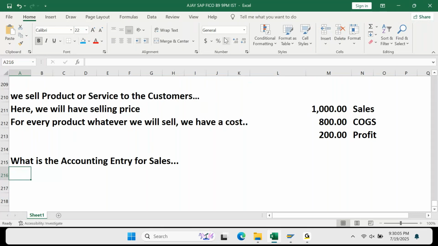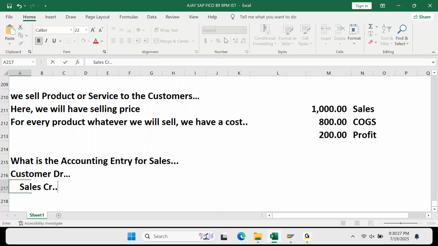What is the accounting entry for sales? Anyone? Cash account debit to sales account. Customer to sales. It is cash account to sales only if it is sold for cash. Otherwise, customer account debit, sales account credit.